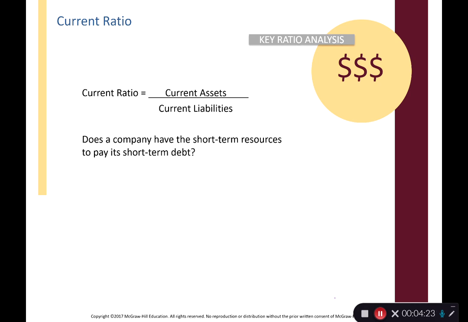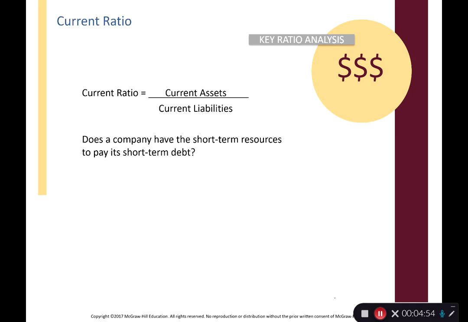To better determine how well a company is performing with respect to its liquidity, which is how easy it is to convert things to cash and pay things off, we can use ratios. So we're going to learn several ratios throughout the class, and the first ratio we're learning is the current ratio. So the current ratio is current assets over current liabilities. What this tells me is whether the company has enough short-term resources to pay its short-term debt.